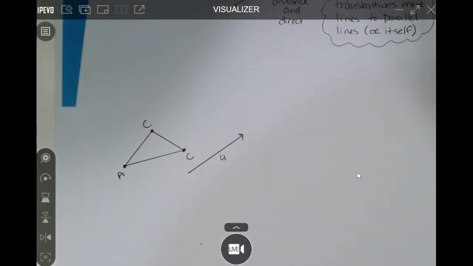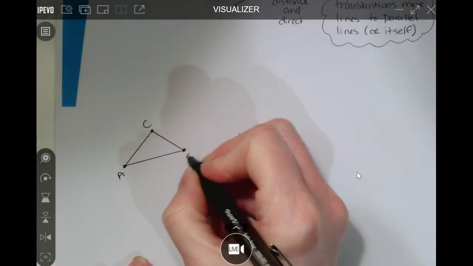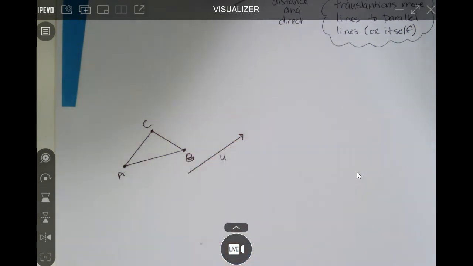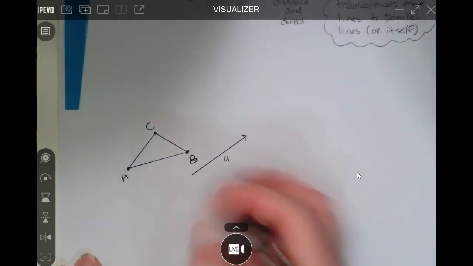So U is going to be the distance and direction. That's my directed line segment that I'm going to move my A, B, and C. Oh, I noticed I have A, C, and C. Why don't I make this bottom one? I'm going to make this bottom one B. There we go. Sorry about that. So we have 3 steps to do this.